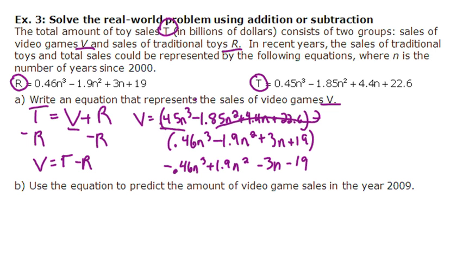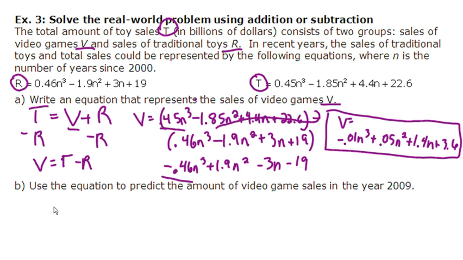So I would take 0.45n cubed minus 0.46n cubed, which is negative 0.01n cubed. Then I go to the squareds, negative 1.85n squared plus 1.9n squared, which is a positive 0.05n squared. And I go to the n's, 4.4 minus 3 is positive 1.4. And then I go to the regular numbers. 22.6 minus 19 is positive 3.6. So here is my equation.